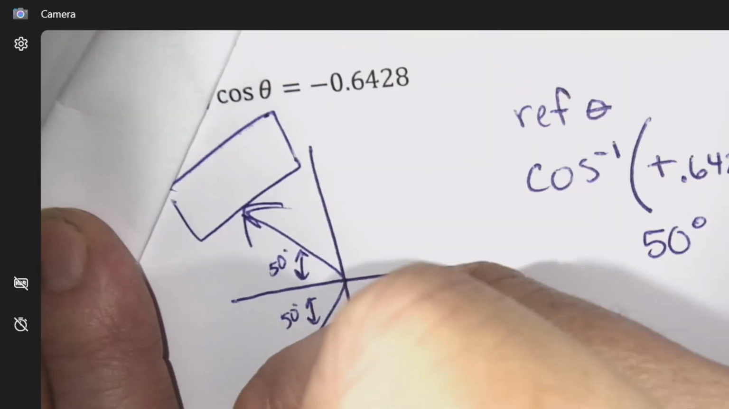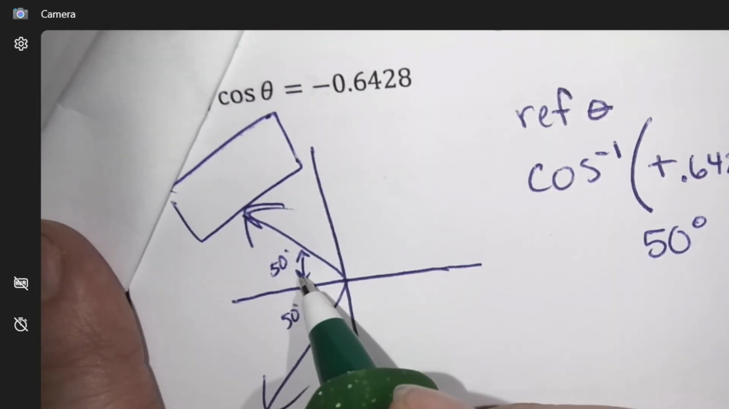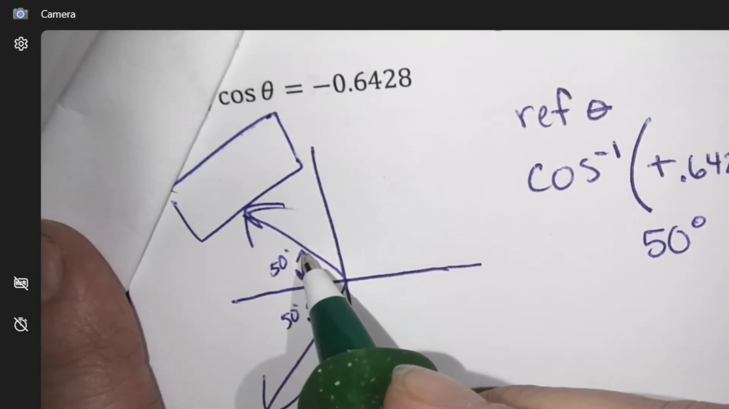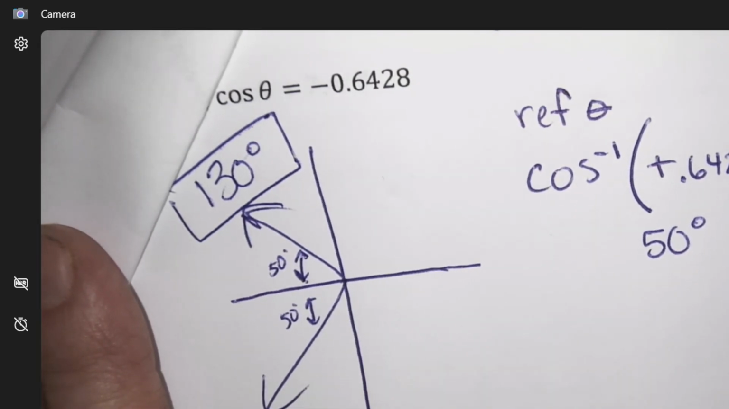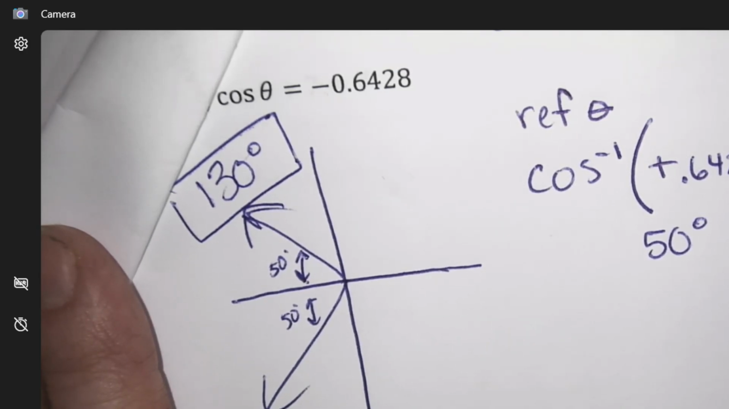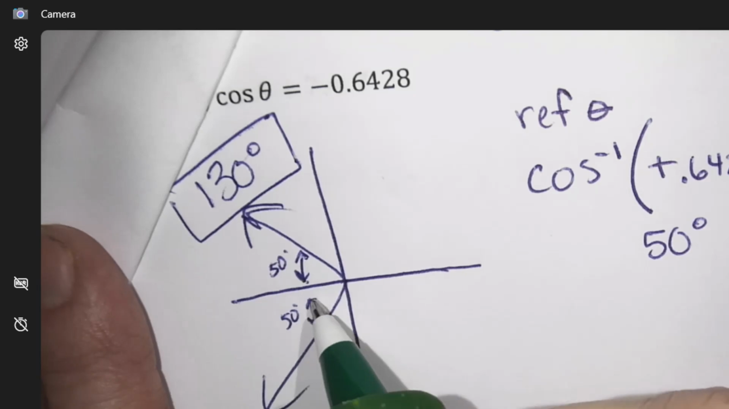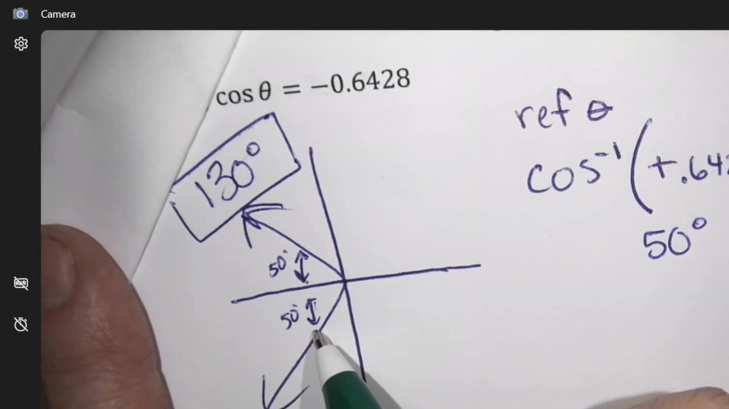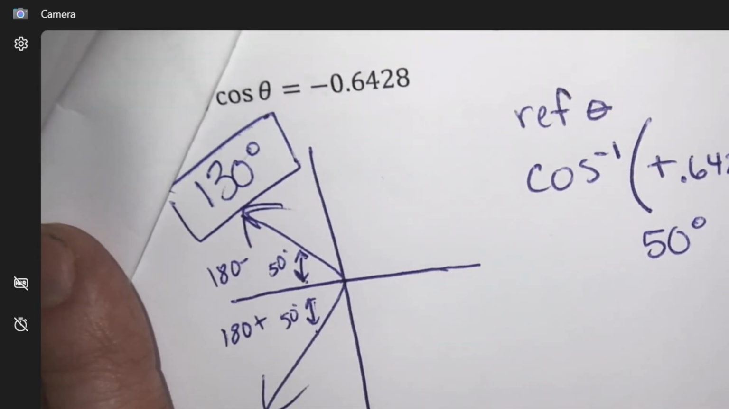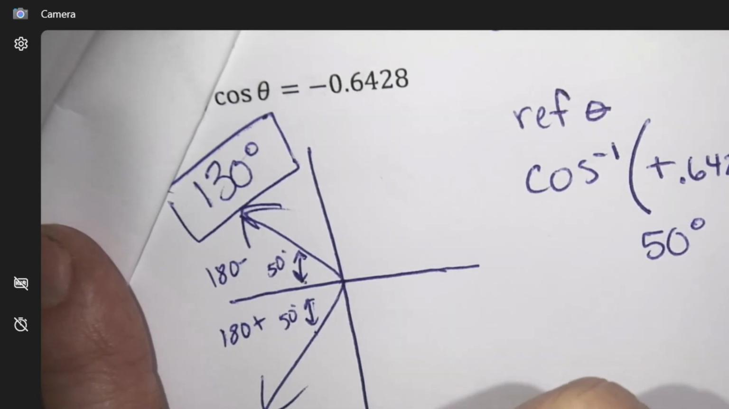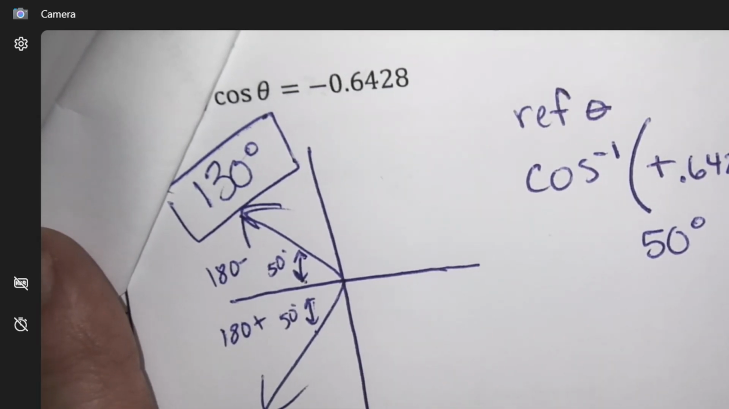Okay, so what are my answers? What happens if you go 50 degrees less than 180? My answer there would be 130. I know that number has to be between 90 and 180, right? And then this would be me going 50 more than 180. So I'm doing 180 plus. Here I was doing 180 minus. Do you see that? That I'm bigger than 180? So this answer should be 230.